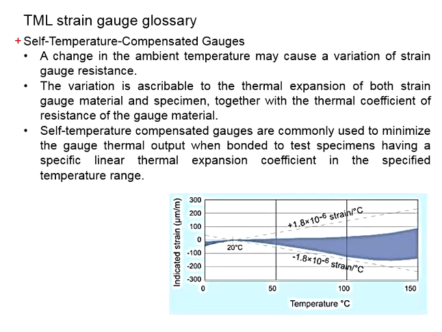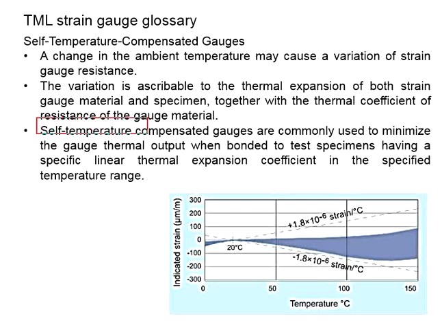Next, we talk about self-temperature compensated gauges. You know that a change of ambient temperature can cause variations of strain gauge resistance. These variations are due to the thermal expansion of both the strain gauge material and the specimen, and it is affected by the thermal coefficient of resistance of the strain gauge material.